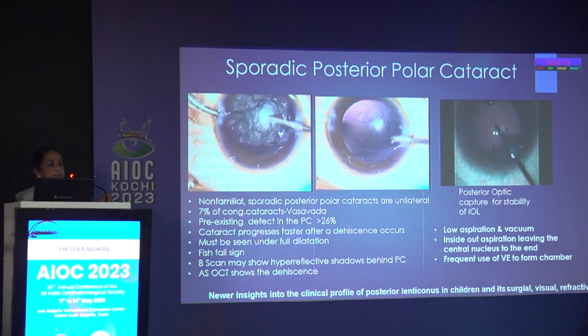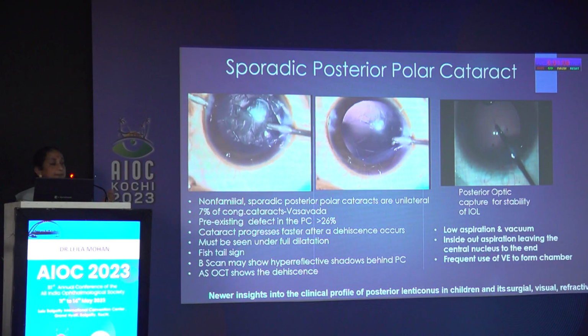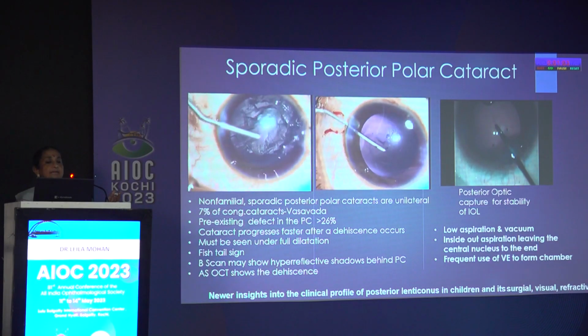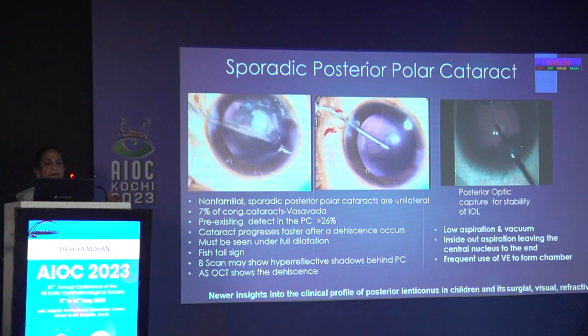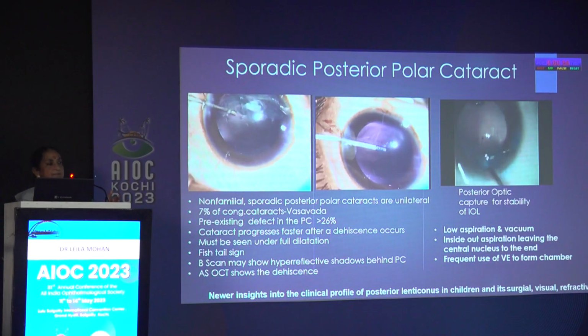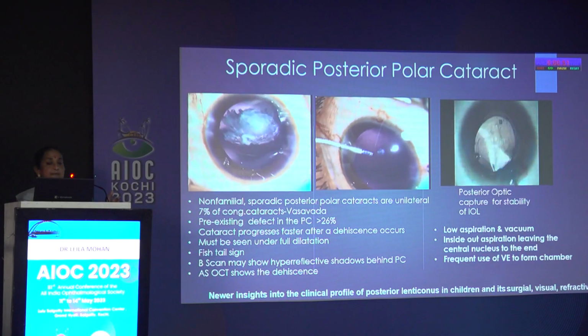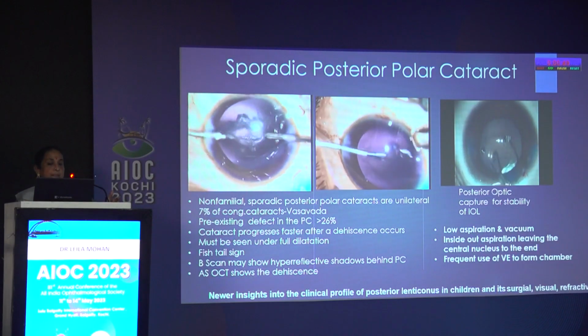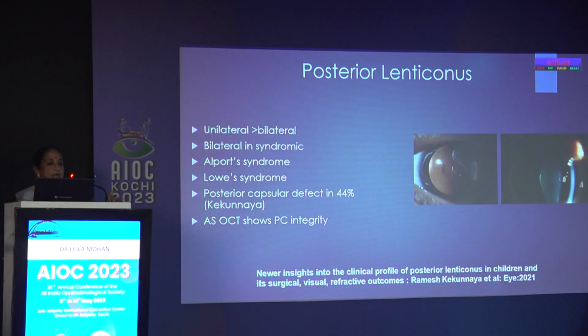It has been seen in 7% of the unilateral cataracts, as Vasudha has shown, and the pre-existing defect may be there in 26%, and B-scan may show, so you have to be prepared for a pre-existing dehiscence, and you can still do a primary capsulorhexis around the posterior capsular opacity, and then always better to do a 3-piece IOL with the posterior optic capture where the IOL will be more stable. That is the capturing of the lens.